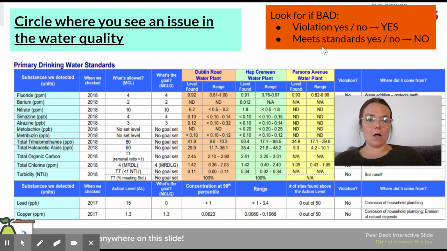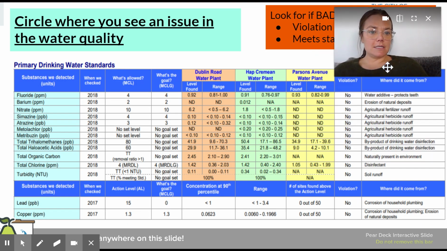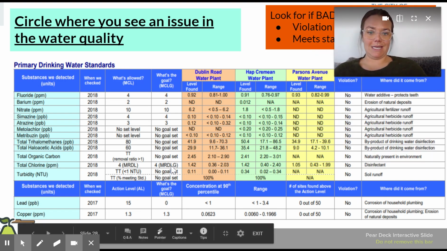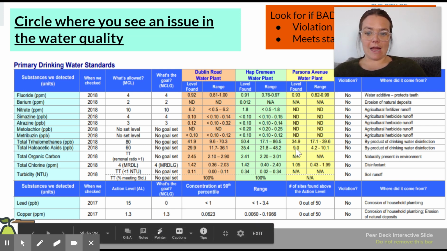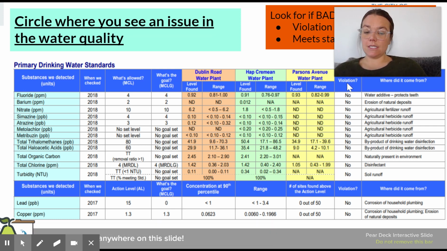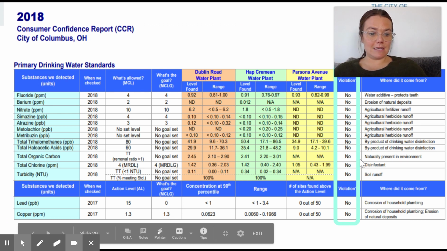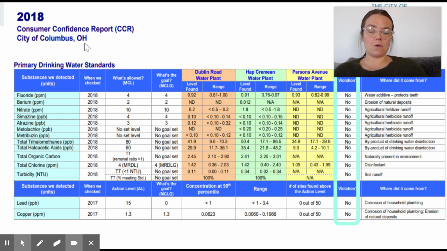All right, so along the same lines, taking a look at this water company, do we see any violations here or any issues with these numbers being bigger than what is allowed? Great, we don't. If we look here, it says there are no violations. So what that tells us is that Columbus, Ohio's water is pretty safe and does not have any major issues.